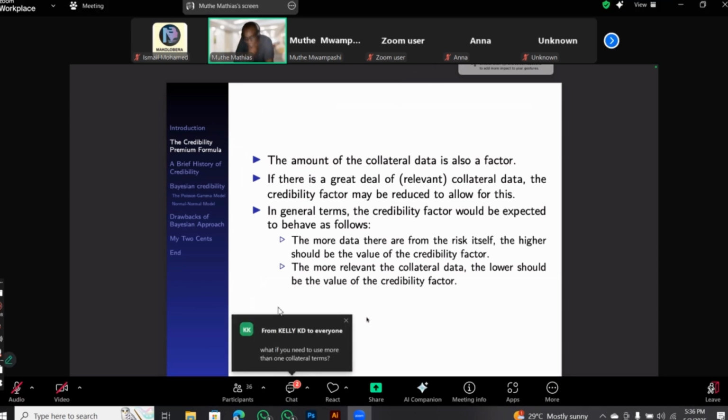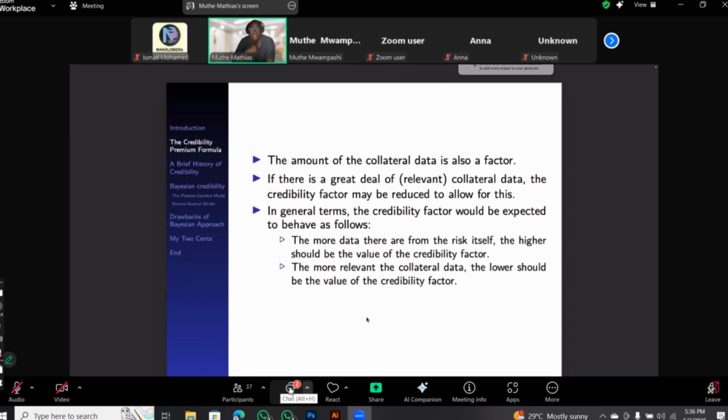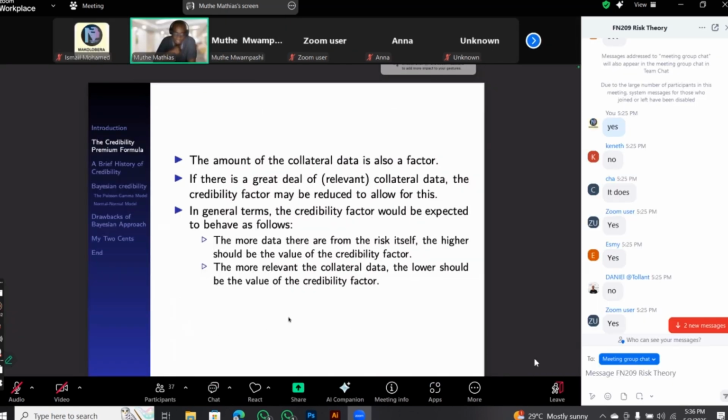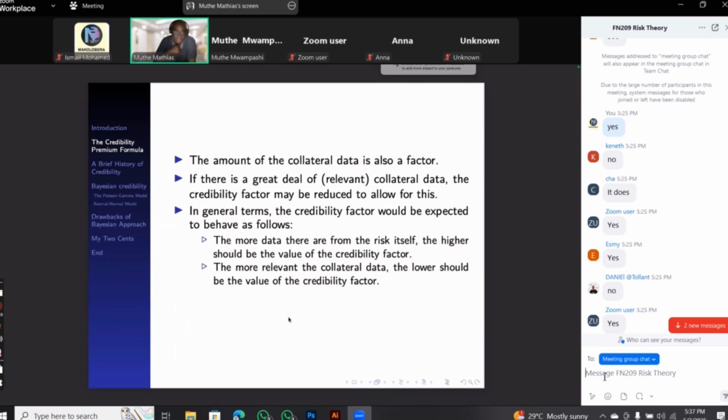Okay, so Kelly said, what if you need to use more than one collateral term? Yes, I think that is a very good comment. I will show you how you can do that by using what we call empirical credibility, because empirical credibility allows us to estimate the credibility factor based on a number of collaterals.